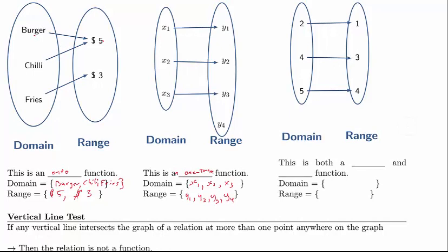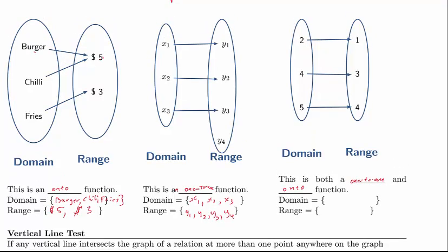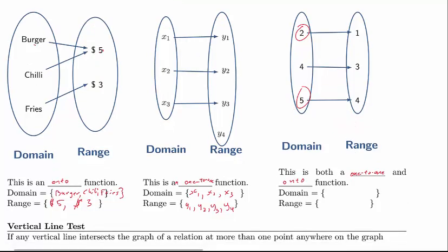Right here, this function is both one-to-one and onto. Right? Notice, everything in x goes to one and only one element in the y. Right? There are no elements in the domain that go to the same element in the range, and there are no extra elements in the range. So it's one-to-one and onto. And so what is the domain? The domain is 2, 4, and 5. And the range is 1, 3, and 4. Okay.